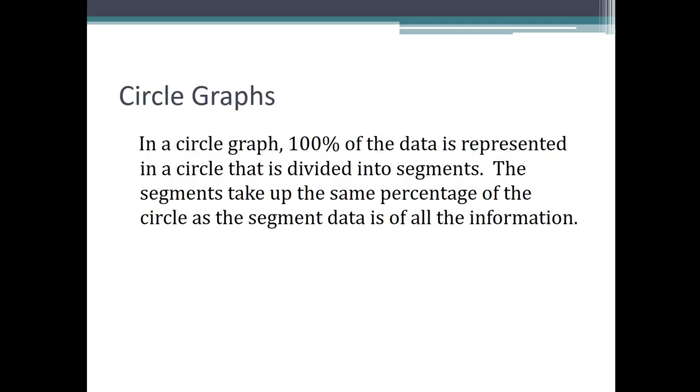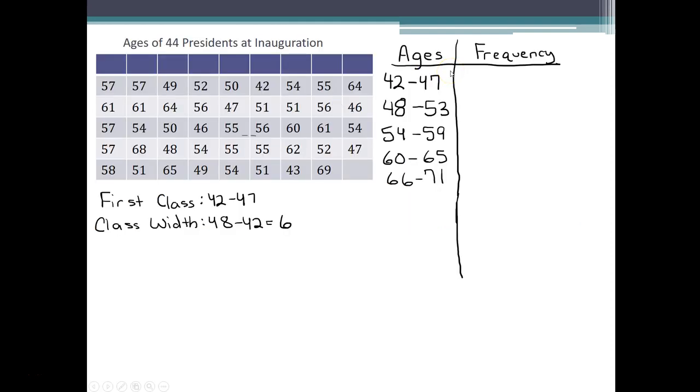Do we need to go any higher than that? What is our highest age? I'm seeing 69 as the highest age there. Kind of quickly scanning all the numbers. Yeah, it looks like 69 is the highest age. So the class of 66 to 71 is sufficient. We can stop there. Now remember, these are the ages of the presidents at their inauguration, not necessarily how old they were when they finished their office.